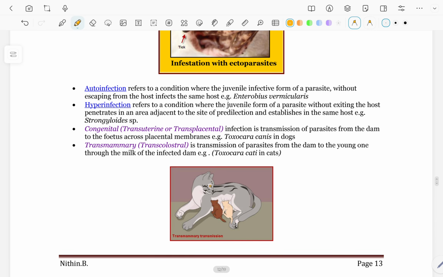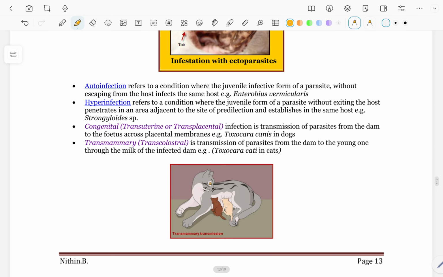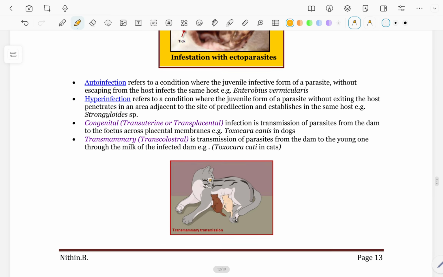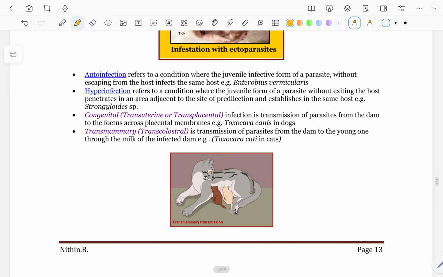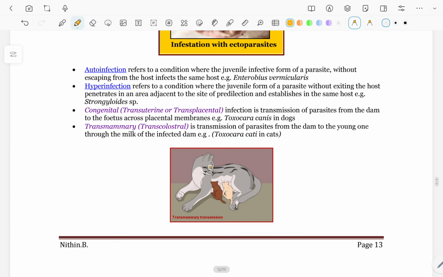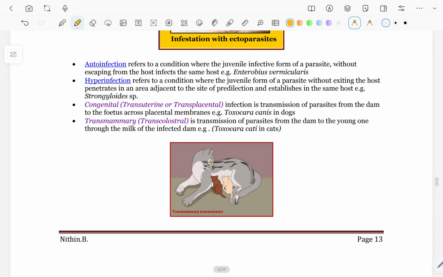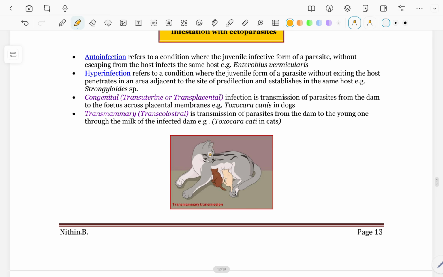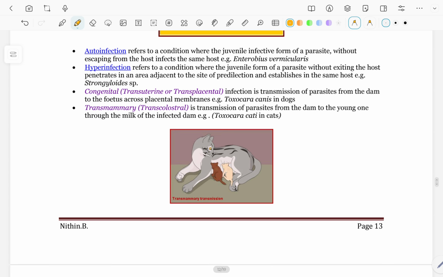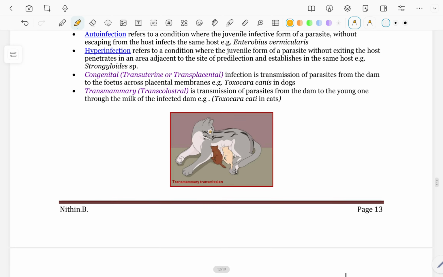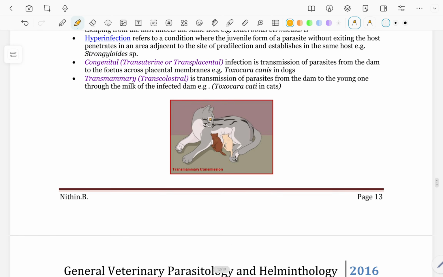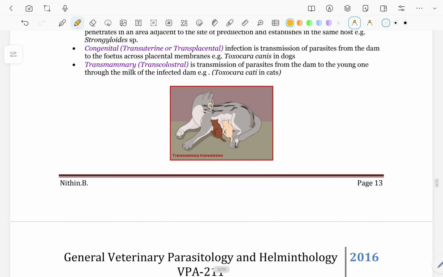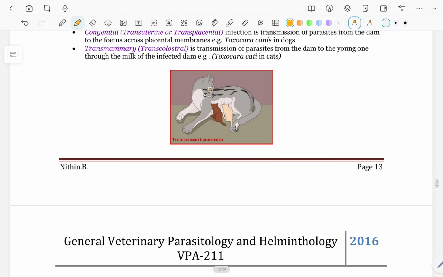Congenital, transuterine or transplacental infection is transmission of a parasite from the dam to the fetus across the placental membrane. Example: Toxocara canis in dog. Transmammary or transcolostral is transmission of a parasite from the dam to the young one through the milk of the infected dam. Example: Toxocara vitulorum in cattle.